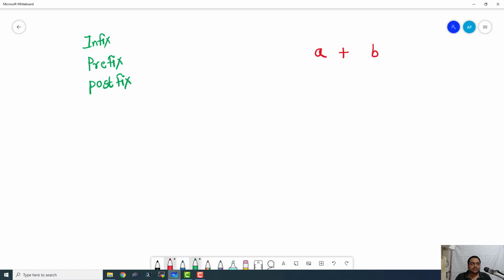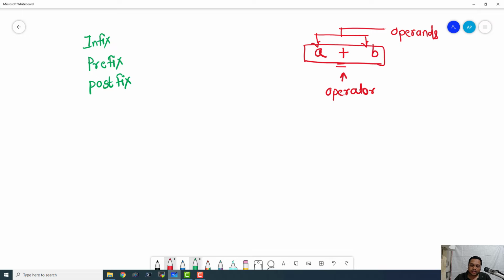Now there are various parts of these expressions. You can see here the symbol. This symbol is known as an operator. It is a mathematical operator. Now this plus symbol is a binary operator. It requires two operands, A and B, both of them are operands. And this entire set arranged in this order is known as a mathematical expression, and this is very much understandable to humans.